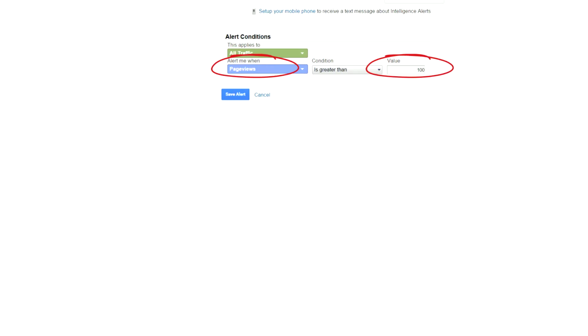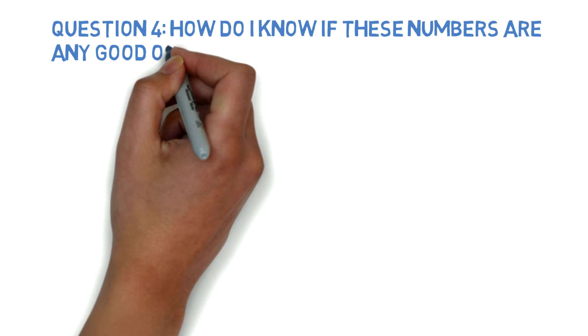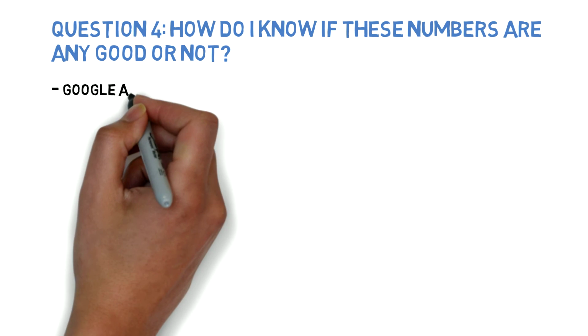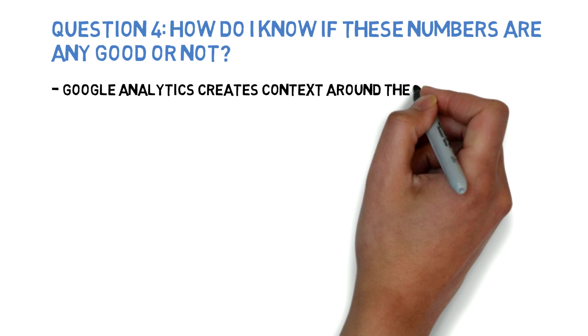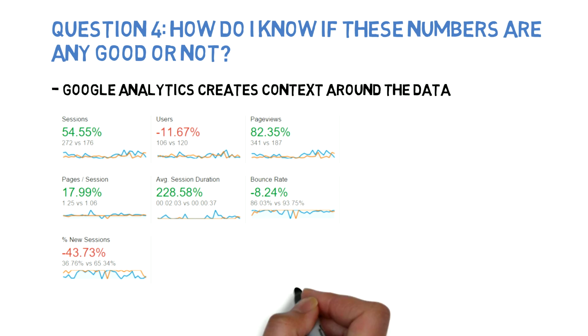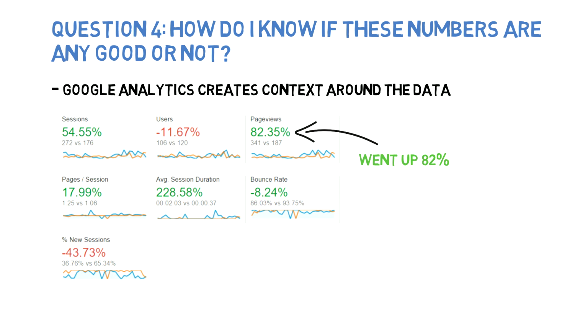The fourth thing I get asked is, how do I know if these numbers are any good or not? How do I know what good looks like? It's actually one of the most powerful things in Google Analytics. Is 1,000 page views good or bad? Fact is, no one knows, but Google Analytics will allow you to create context around that. It will tell you whether 1,000 page views is 10% more than last month, or 10% less than last month, and that's really how you're going to know if you're doing well, by using those contextual filters within Google Analytics.